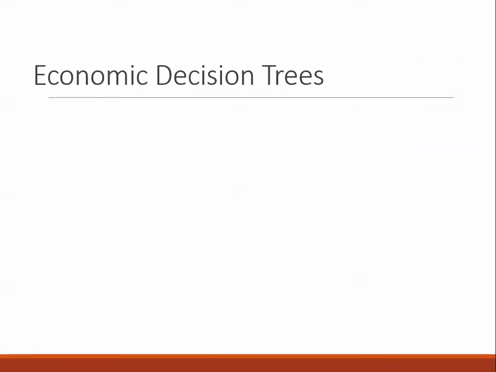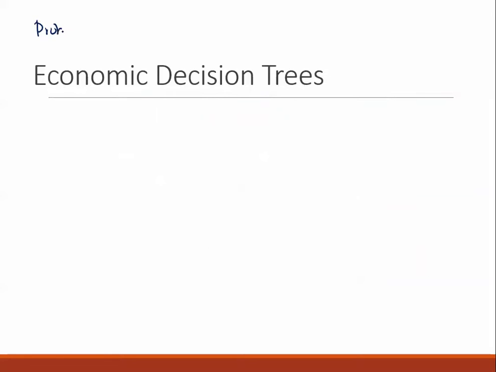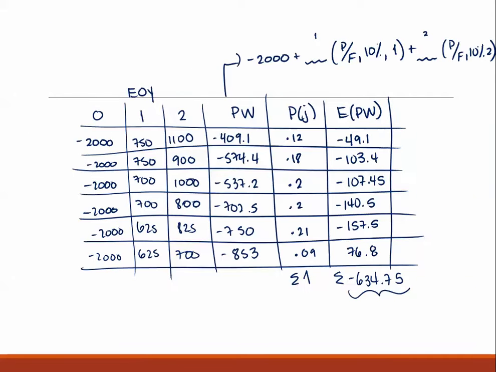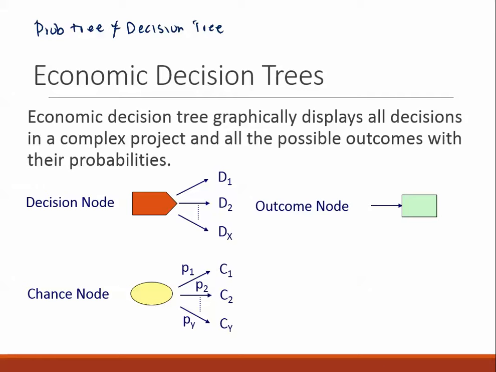Excellent. Now let's talk about economic decision trees. I want to clarify, this is a probability tree. A probability tree is not the same as a decision tree, and you're going to see why. A decision tree is a way of graphically displaying all of the decisions in a complex project and all possible outcomes with their probabilities. So it looks similar, but here's the difference. You're actually going to work your way back and make decisions. In this one, we did not make any decisions. All we made were calculations that gave us a more representative present worth. In this case, we are going to have decision nodes, chance nodes, and outcome nodes, and we're going to use information provided to make a decision. We can also use a pruned branch.